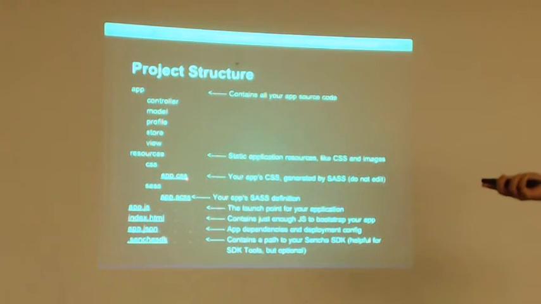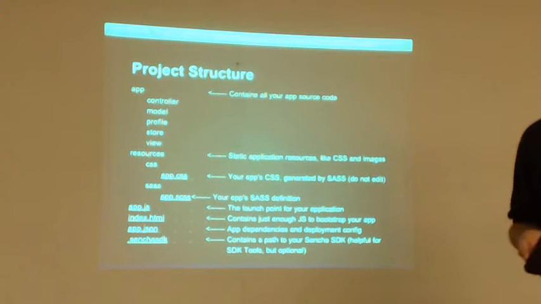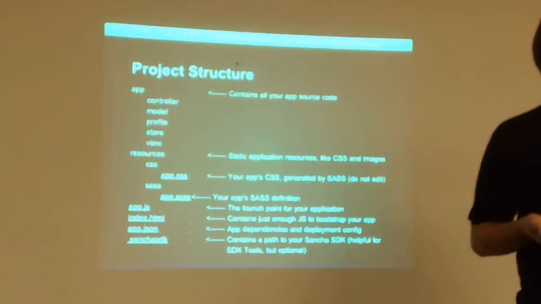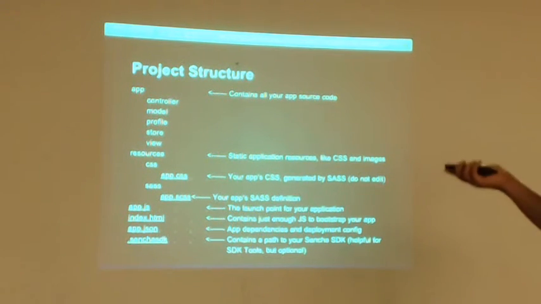With Sencha Touch, you have pretty much one CSS file. It's called app.css, generated by Sass. So you never want to edit this file because it'll just get deleted next time you compile your Sass into CSS. And then below that, we have a Sass folder with your app.scss. And I'll get into all the fun things you can do with that later.